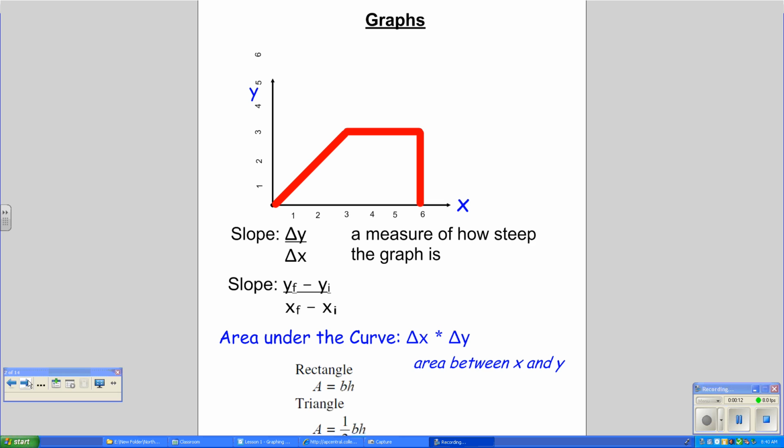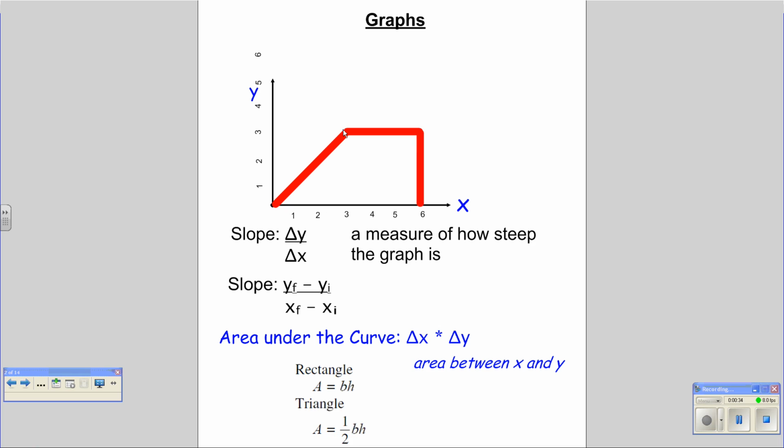Now there are certain things about graphs that we use to describe things in physics. One of them is the slope. The slope is a measure of how steep the line in the graph is. You measure the slope as a change in y-axis over the change in x. Change always means final minus initial. So if it's going downwards and your final is smaller, you'll end up with a negative number.